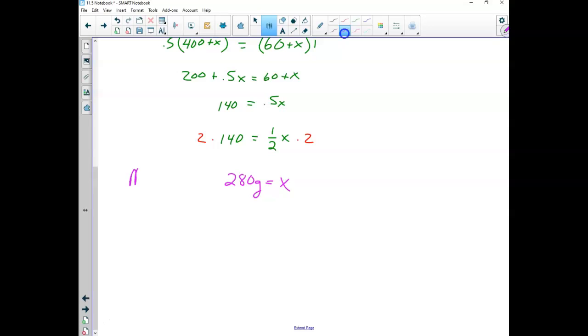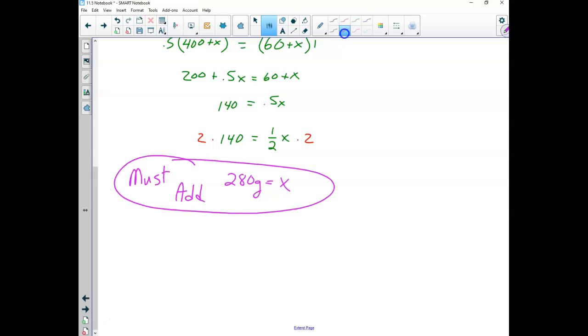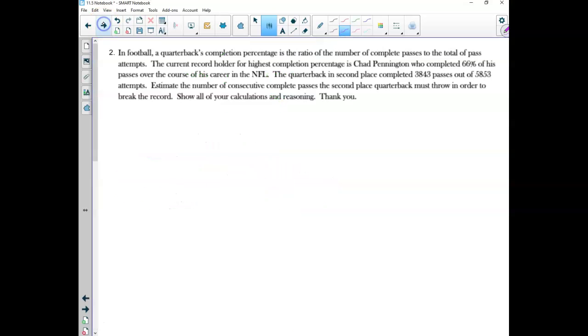So he must add 280 grams of chocolate to make his chocolate mix 50% chocolate, which means he is going to have a total of 680 grams of trail mix. Solid math, Mr. K. Thank you.